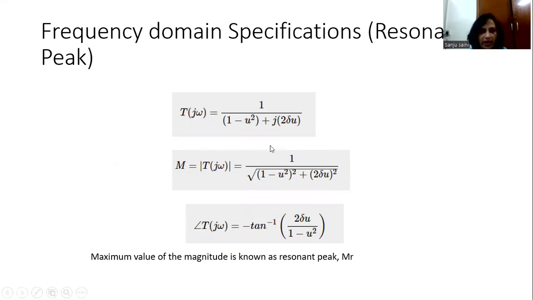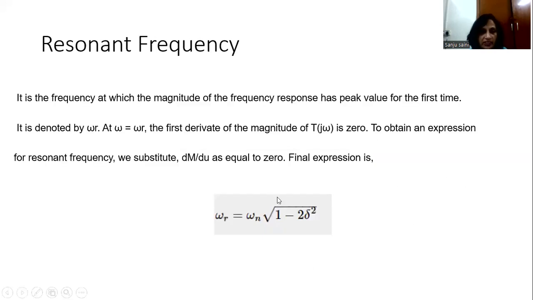So the variation of magnitude with respect to the frequency will be the magnitude part of the frequency response, and whatever will be the maximum value of M, that will be the resonant peak, and the frequency at which the maximum value of M occurs is called the resonant frequency. It is obtained by taking the derivative of M with respect to the frequency, because maxima is wherever the derivative becomes equal to 0. We equate it to 0, then that particular frequency is termed as the resonant frequency, and the resonant frequency is found to be ωr = ωn √(1 − 2δ²).